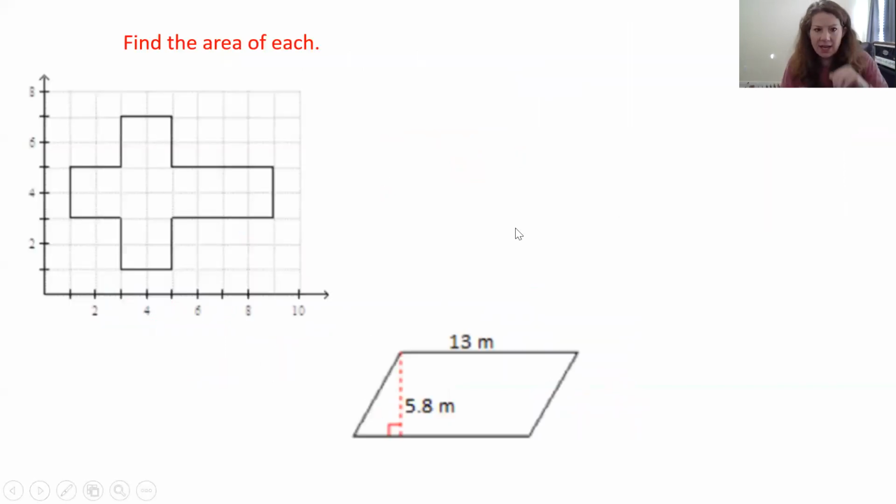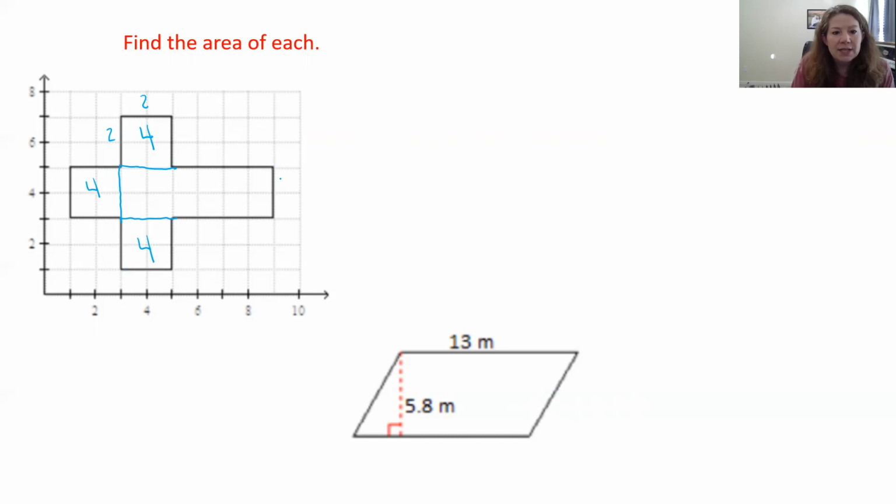All right, find the area of each. So I'm going to make this, it looks like a cross to me, so I'm going to make it into 4 rectangles. How about that? So this square right here at the top is a 2 by 2. So I know 2 times 2 is 4. This square right here is also a 2 by 2. 2 times 2 is 4. 2 by 2 is 4.